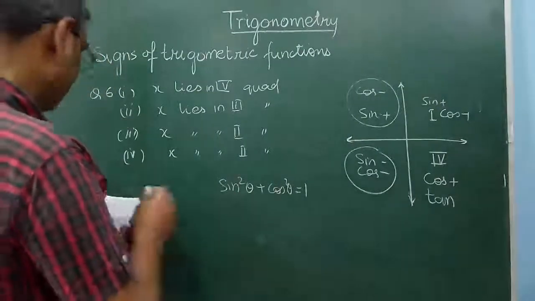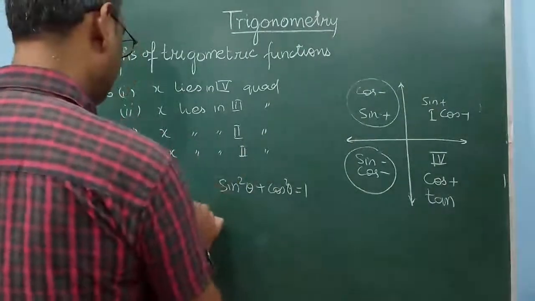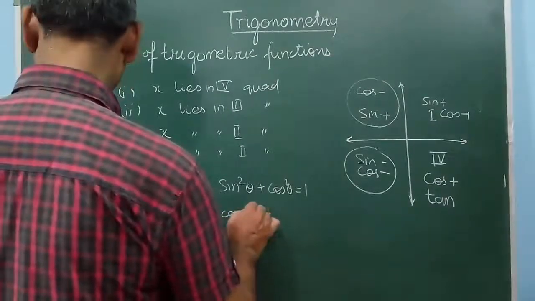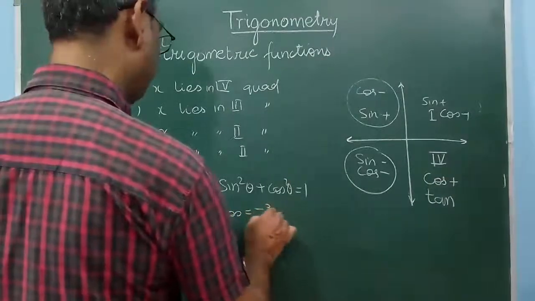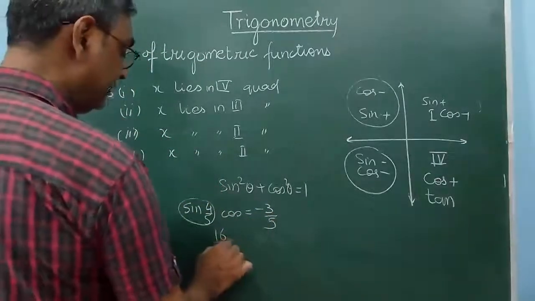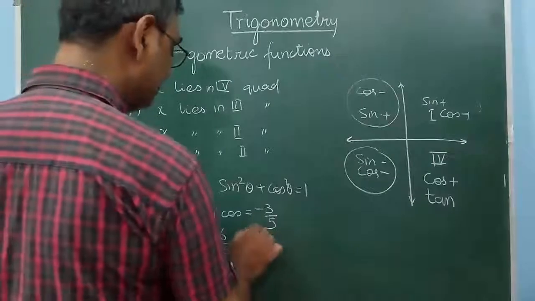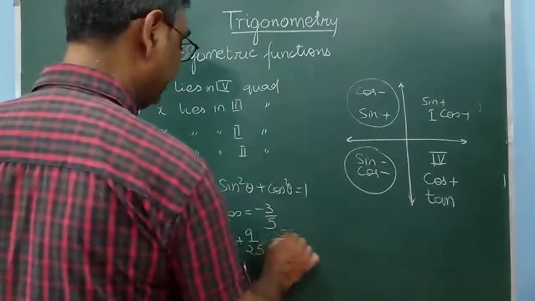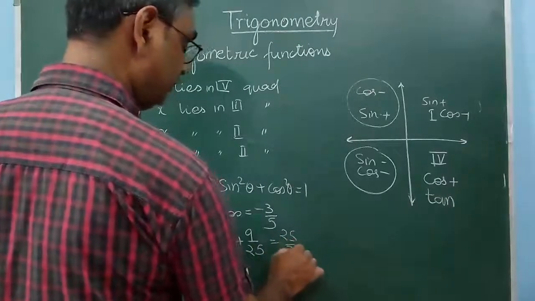In the third case, it is given sin equal to 4 upon 5 and cos equal to minus 3 upon 5. When you square this, it will be 16 upon 25. When you square this, it is 9 upon 25. So this is 25 upon 25, which is true.